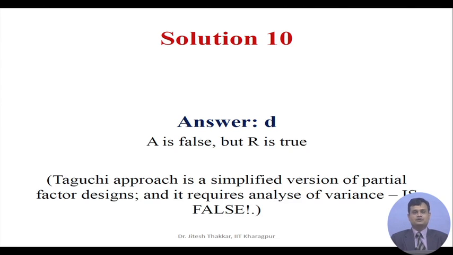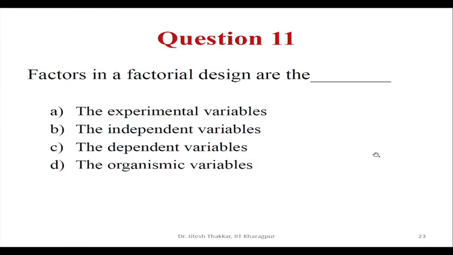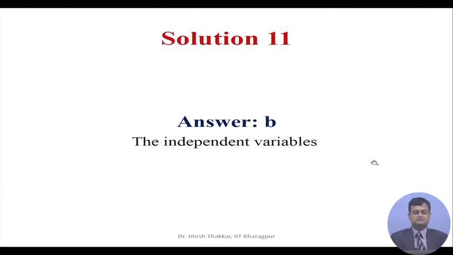Taguchi approach, as we know, is a simplified version of partial factorial design, and saying that it requires analysis of variance is basically false. We do not have any analysis of variance and hence your answer D is the correct one. Question 11. Factors in a factorial design are the A, experimental variables, B, independent variables, C, dependent variables, D, organismic variables. The correct answer is B, the independent variables.